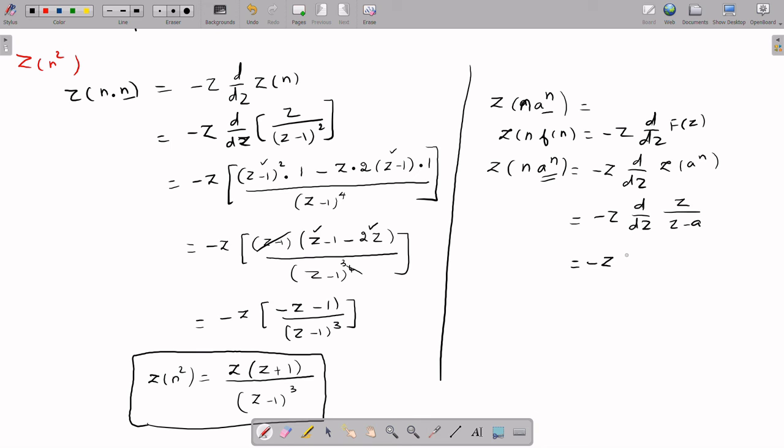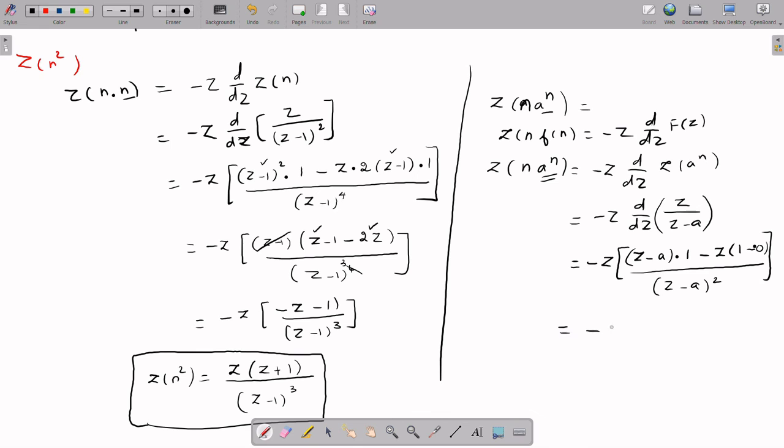Minus z into, you have to differentiate this with respect to z. Here again, the numerator has z and the denominator also has z, so you have to apply the u by v rule. So the denominator z minus a into the differentiation of z with respect to z, which is 1, minus the numerator into the differentiation of the denominator with respect to z. That is, z minus a differentiated with respect to z: z gives 1, and a is a constant, so its differentiation becomes 0. So 1 minus 0, divided by z minus a the whole square.